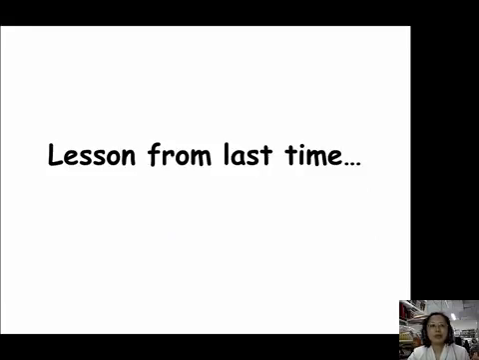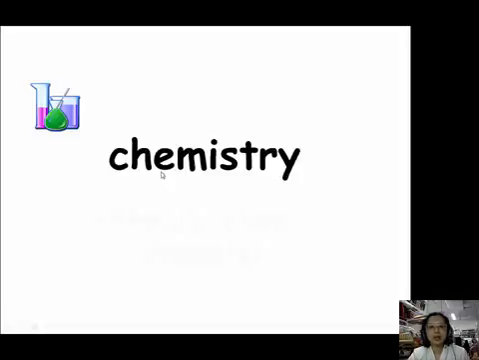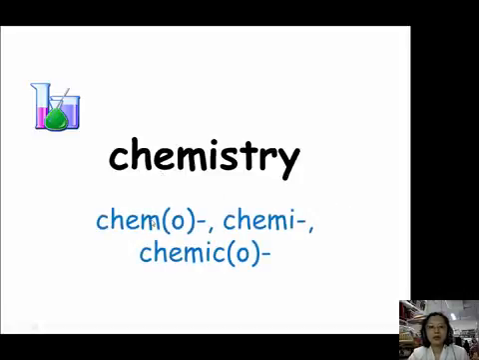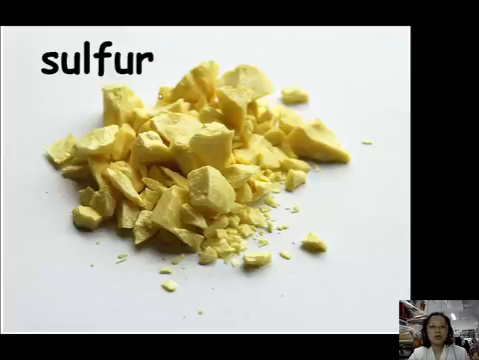Today we will continue to learn prefixes and suffixes related to chemistry. But first, we still need to review what we learned last time. For chemistry, we have three prefixes: chemo, C-H-E-M-O, chemi, C-H-E-M-I, and chemico, C-H-E-M-I-C-O. For the element sulfur, we have one prefix, thio, T-H-I-O.